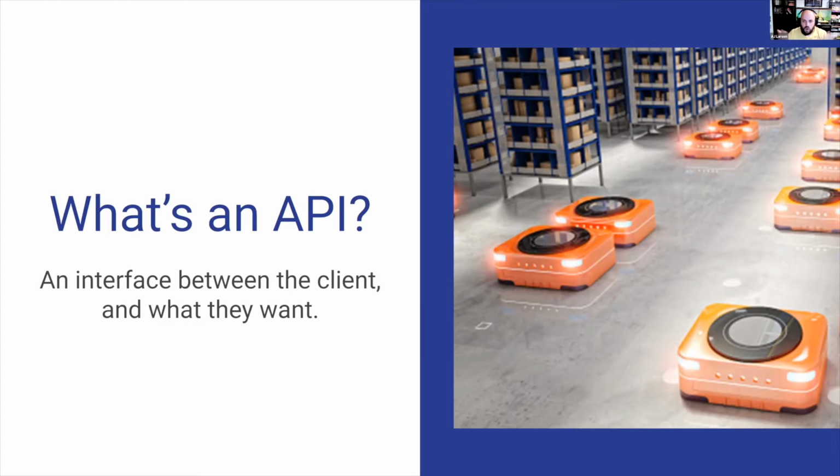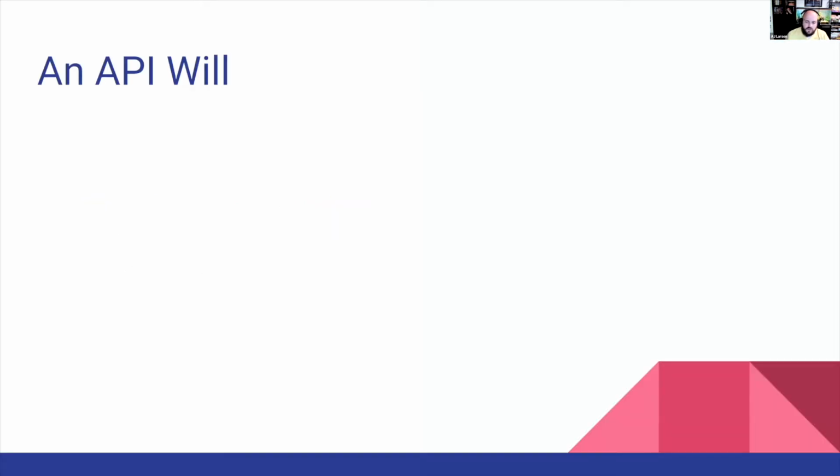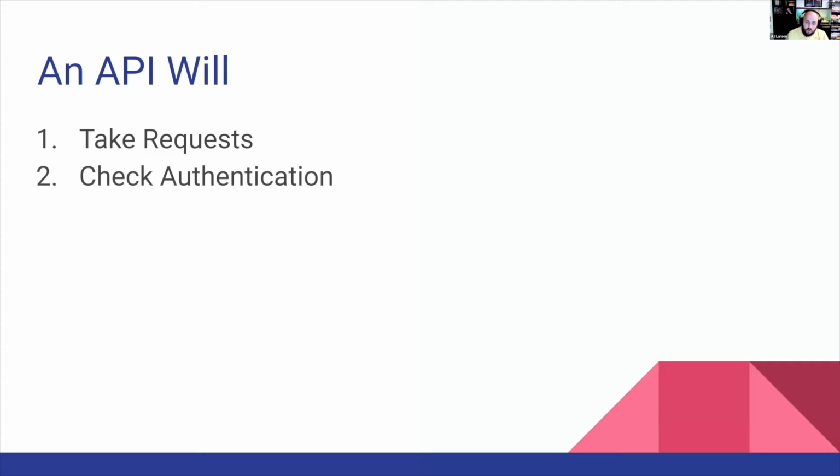I kind of liked that imagery. You've got the person who wants something, but the something is lost somewhere in the stacks of a warehouse. And the API is what manages getting that. It's kind of the middleman. So an API is going to do a few things. It takes requests. Generally, you have to ask the API for what you want. And the API is going to accept that request and check your authentication. It's going to say, can I even do that? Before I even care whether you're allowed to do something, is that something that I even do?